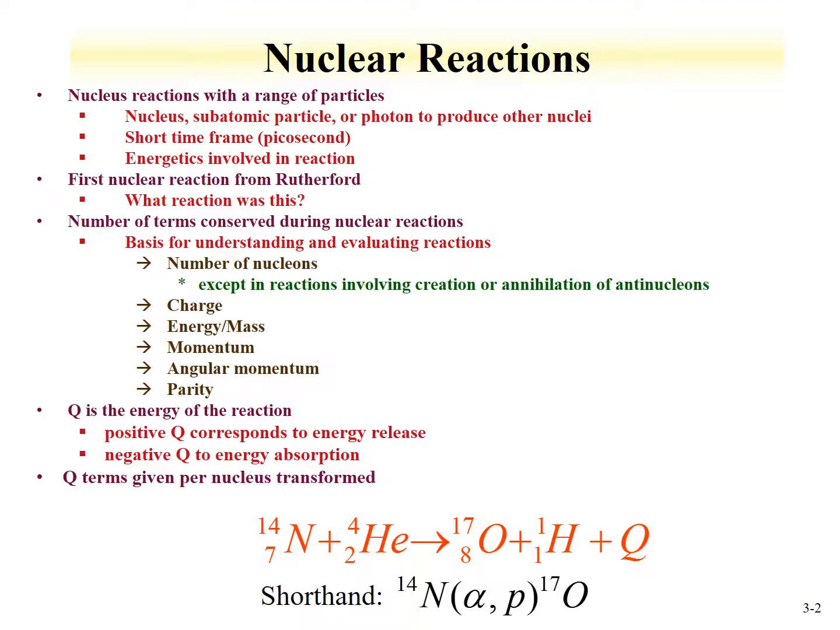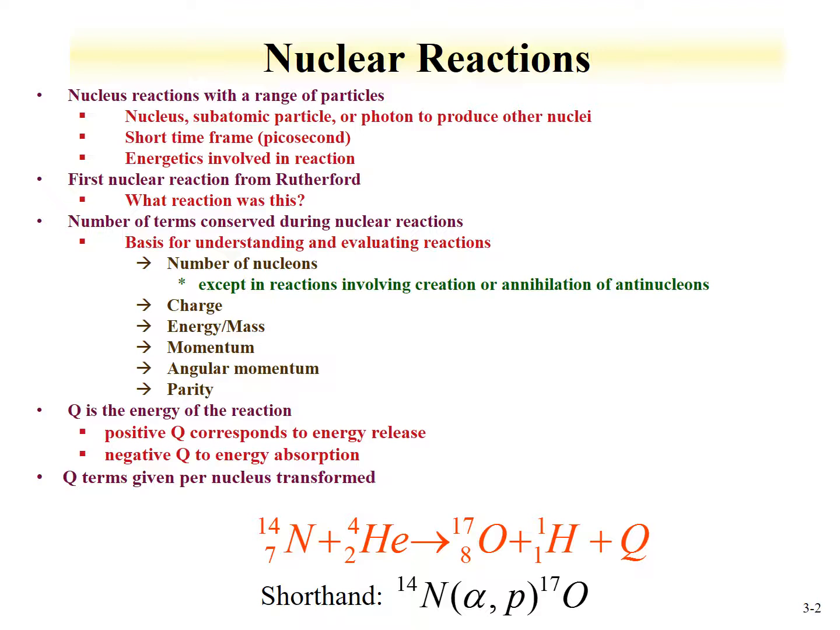Nuclear reactions can be defined as any sort of reaction between a particle and a nucleus. The particles can be another nucleus, a subatomic particle, an electron, or a photon, and it's used to produce or react with nuclei. Nuclear reactions have certain properties: they're on short time frames, and there's energetics involved in the reactions that can be evaluated. The first nuclear reaction was described by Rutherford, and what reaction was this? Well, it's the one listed at the bottom of the page, simply an alpha particle interacting with air.